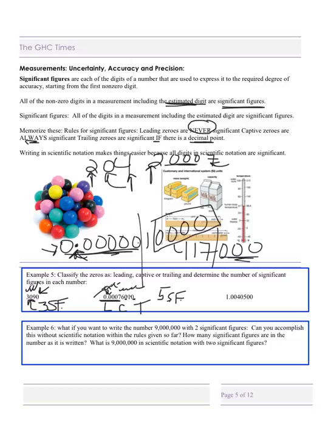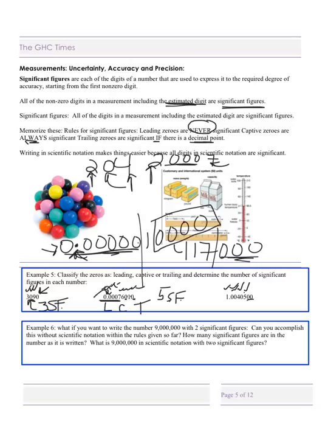Okay, let's look at our final example here. We have a 1, which is significant. We have 2 zeros between a 1 and a 4. Those are sandwiched between the 1 and the 4, so those are captive or sandwich zeros. They are significant. We have a 4, which is not 0, so that is significant. We have another 0 sandwiched between the 4 and the 5. That is significant. We have a 5, which is significant.